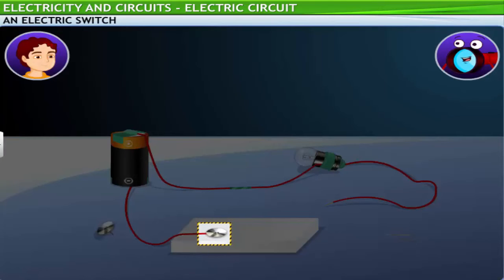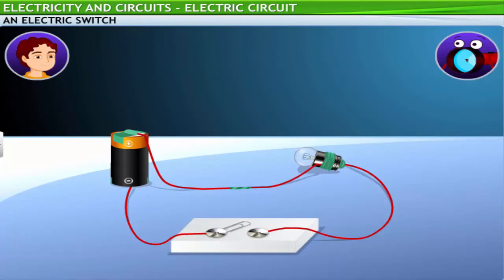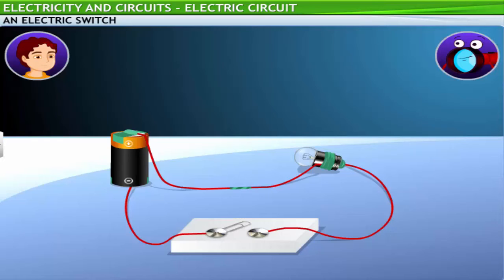We connect one end of the loose wire from the cell to a thumbtack, which is fixed on the thermocol. Now, we connect one end of the loose wire from the bulb to another thumbtack fixed to the thermocol close to the thumbtack fixed earlier. The distance between the 2 thumbtacks should be less than the length of the paper clip. There, your switch is ready.